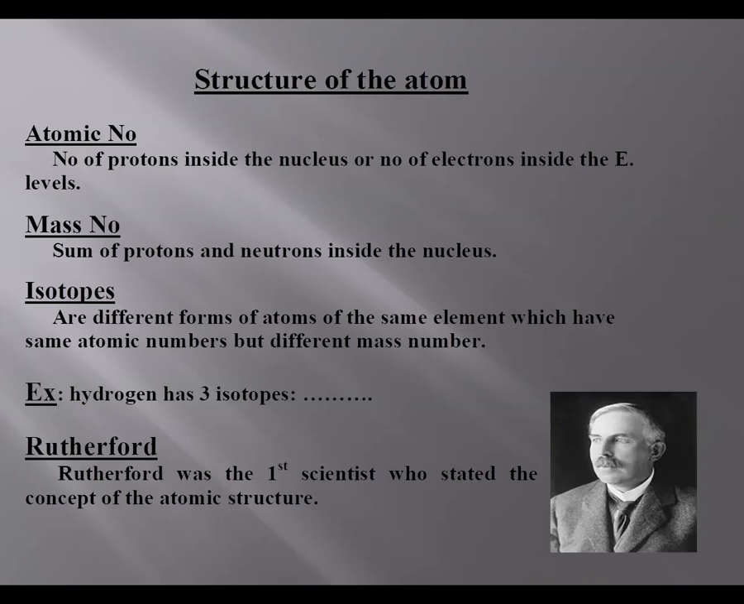The atomic number refers to the number of positive protons found inside the nucleus, or the number of negative electrons inside the energy levels for the atom in normal condition. Number 2, the mass number, which is the summation of the number of protons and neutrons inside the nucleus. Number 3, isotopes, which are the different forms of an atom that have the same atomic number but differ in the mass number. For example, hydrogen has 3 isotopes which are hydrogen, deuterium and tritium.